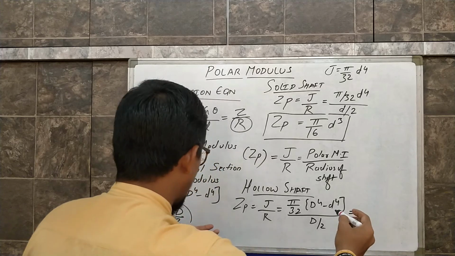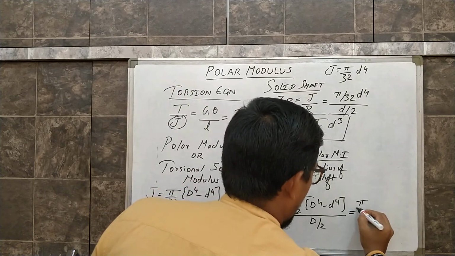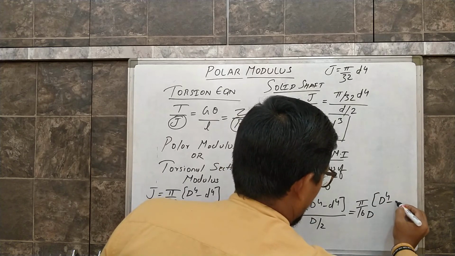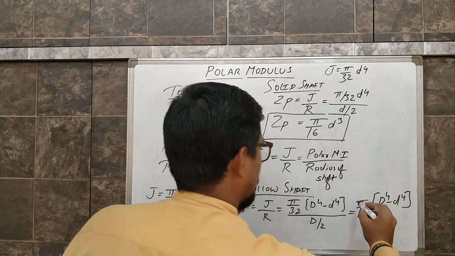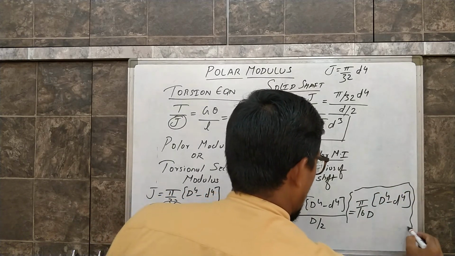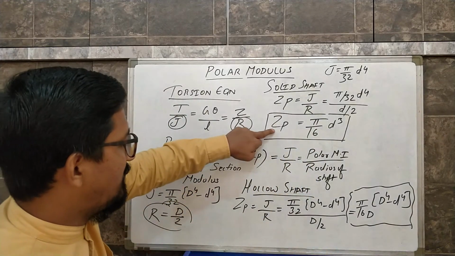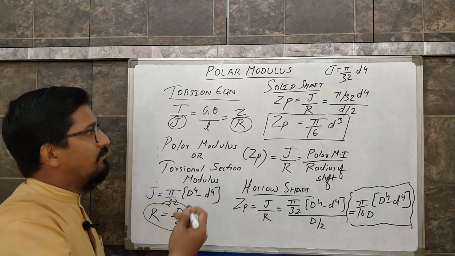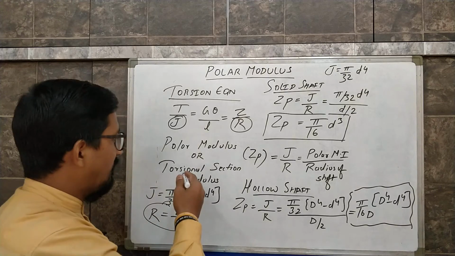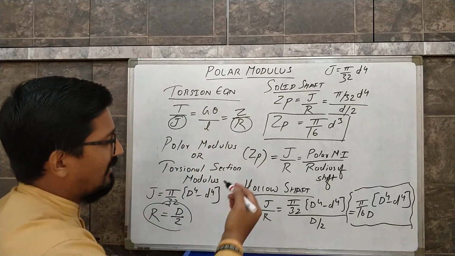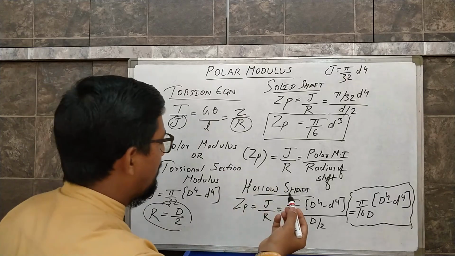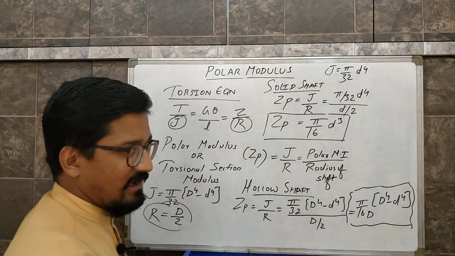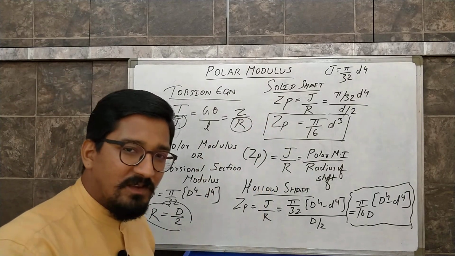So we will get the final relation as pi by 16 D raised to 4 minus d raised to 4 all divided by D. So this is our final relation, ZP for a solid shaft and ZP for a hollow shaft. So in this way, polar modulus or torsional section modulus for a solid shaft and for a hollow shaft can be calculated. And the importance or the application of polar modulus is that it is a direct measure of the strength of the shaft. It is a direct measure of the torsional strength of the shaft.